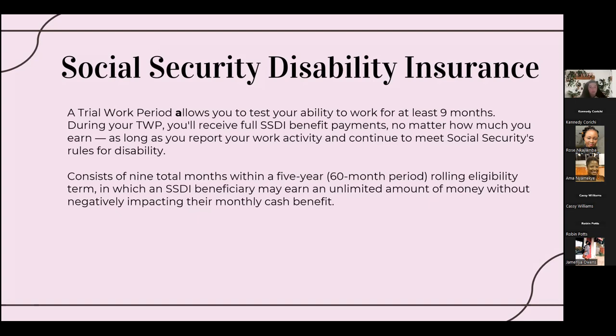And no matter how much you earn, as long as you're reporting your work activity and continue to meet Social Security's rules for disability. So the reason they do this, it's a good thing, it's not a good thing, right? You're kind of shooting yourself in the foot by letting them know if you can, for 9 months, get $600, $500, whatever it is, and make $3,000 a month or whatever, that's cake. That's using the system to your advantage. But then when you get off of it, Social Security, you were reporting, they're like, you worked 50-hour weeks, you are fully capable to work now. We saw your pay stubs, and you can't really go back onto the system, which is a good thing.